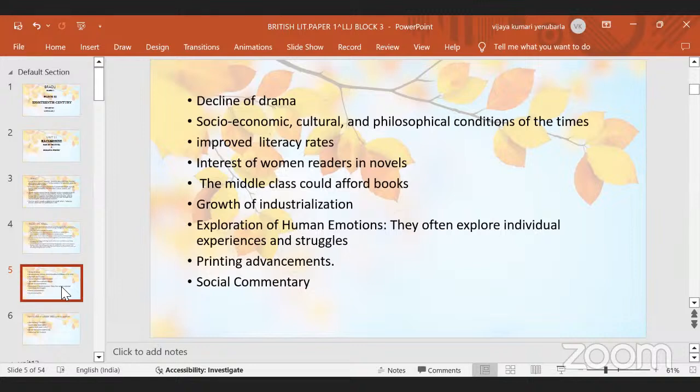Socioeconomic, cultural, and philosophical conditions of the times. So there are so many reasons, as we have already discussed. Socioeconomic reasons, cultural reasons, and philosophical conditions of the times. Philosophical conditions, people started believing in individual experiences, that is individuality. And you see the previous thing also. So people started exploring societal conditions, moral codes, their dilemmas, and they started expressing their depression and digression towards the elite class people.